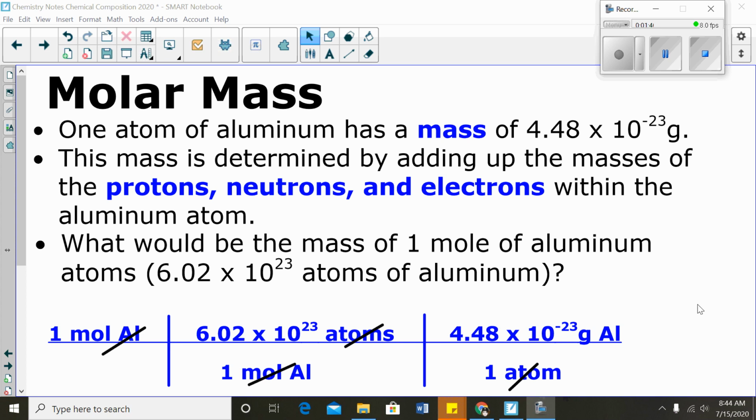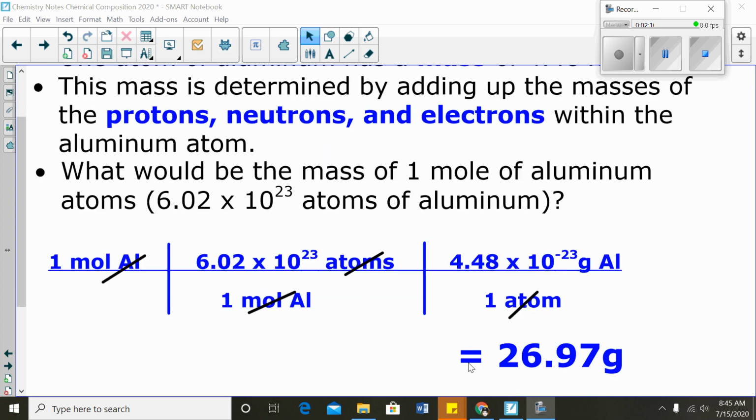Now to solve this in your calculator, you will take 1 and as you go across you multiply that by 6.02, the EE key, and then 23, and then times it by 4.48, the EE key to the negative 23. Now on the bottom, it is 1 times 1, which is just 1. So if you want to type in divided by 1, you can, but you will still get the same answer. And my answer is 26.97 grams.